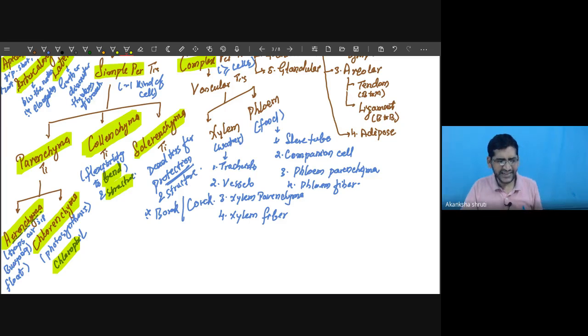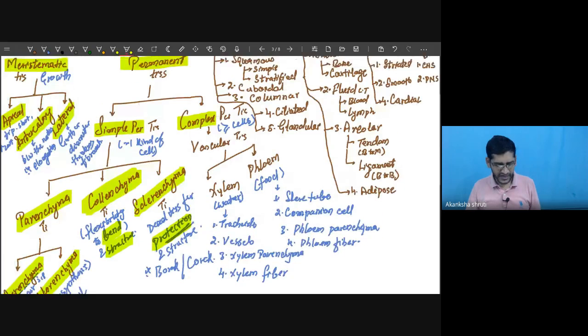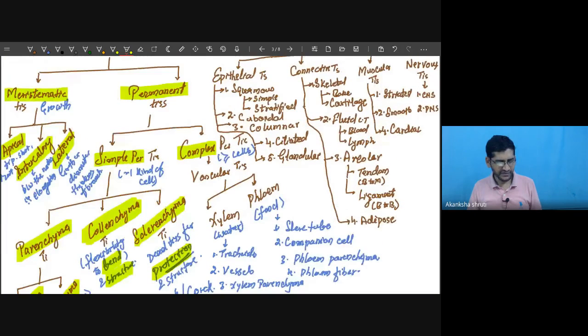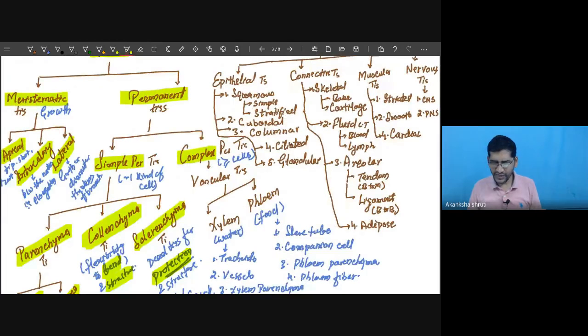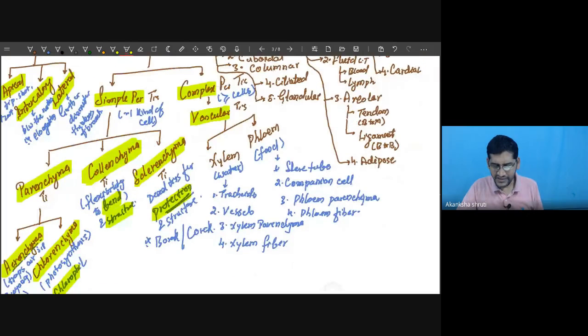Next one is sclerenchyma. Sclerenchyma is exclusively for protection from harsher conditions, like the bark and the cork. So these are the plant tissues and plant simple tissues. Now if we come to the complex tissues, complex tissue is also called vascular tissue. It contains the xylem and phloem.